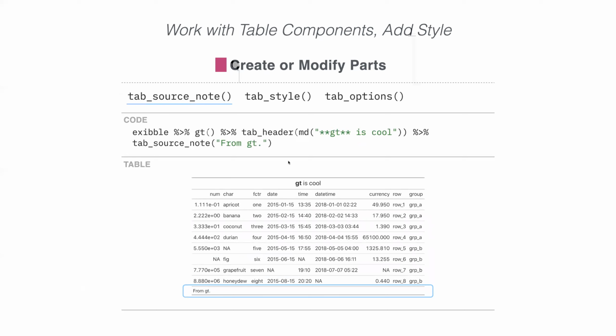So we're going to do the same thing. We're going to add the header, same title. We're going to add another pipe and add a source note. It's going to be super simple, just for the sake of example. From GT, it just appears at the bottom. So with just a few functions, we now have a table, title, and a source note. That's tab_source_note.